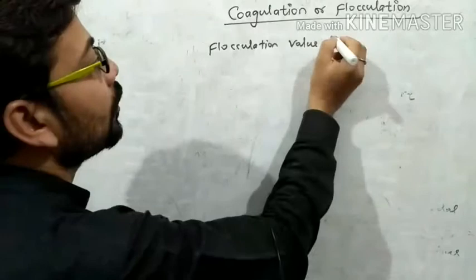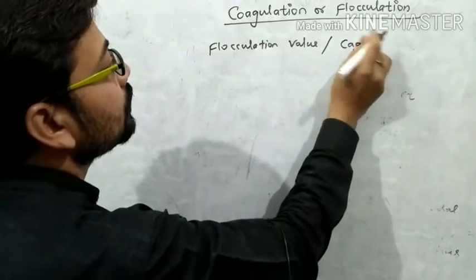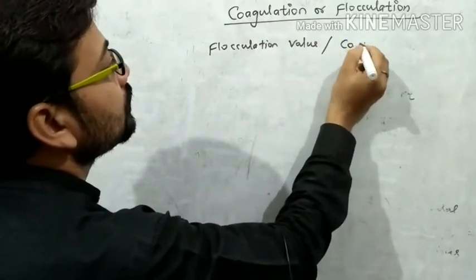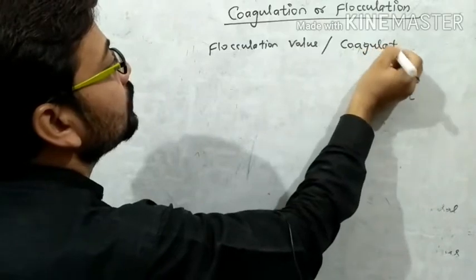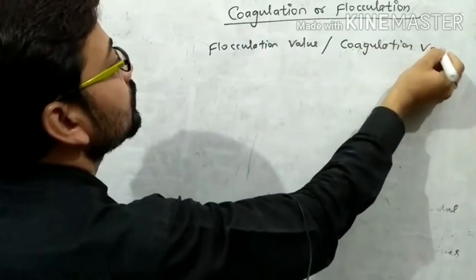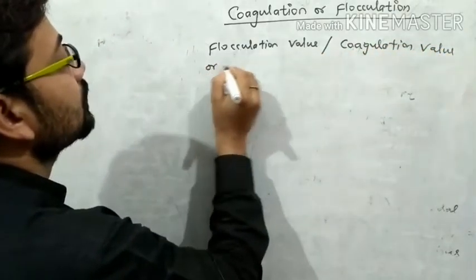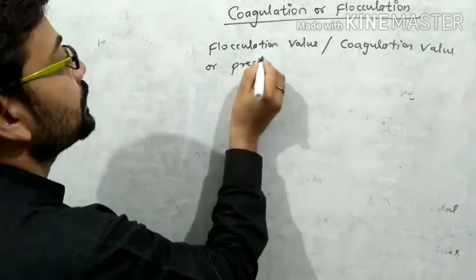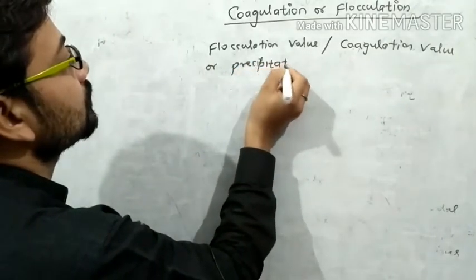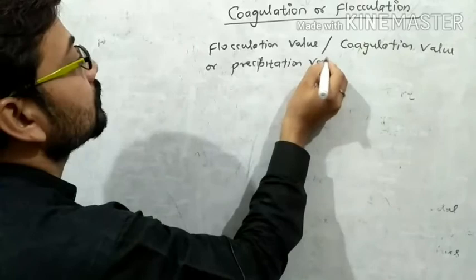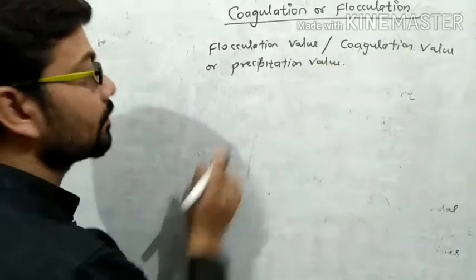Flocculation value or coagulation value are also called precipitation value. Right?